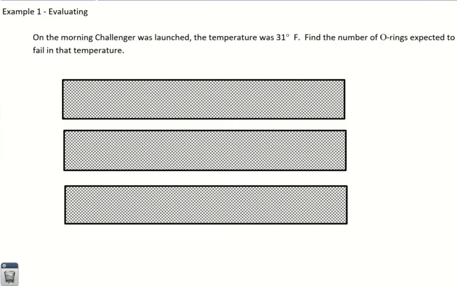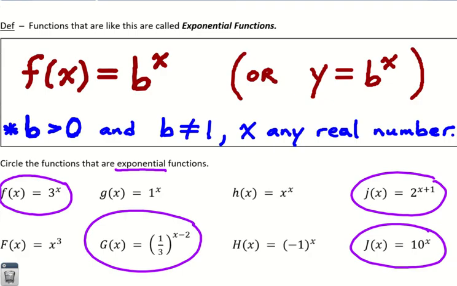And then really quick, as far as evaluating exponential functions, it's the same thing as evaluating all the other kinds of functions you've worked with in the past, like evaluating a linear function or a quadratic function. Let's see if you can figure it out on your own as we look at this. On the morning Challenger was launched, the temperature was 31 degrees Fahrenheit. Find the number of O-rings expected to fail at that temperature. So what do you think we're going to do to evaluate?